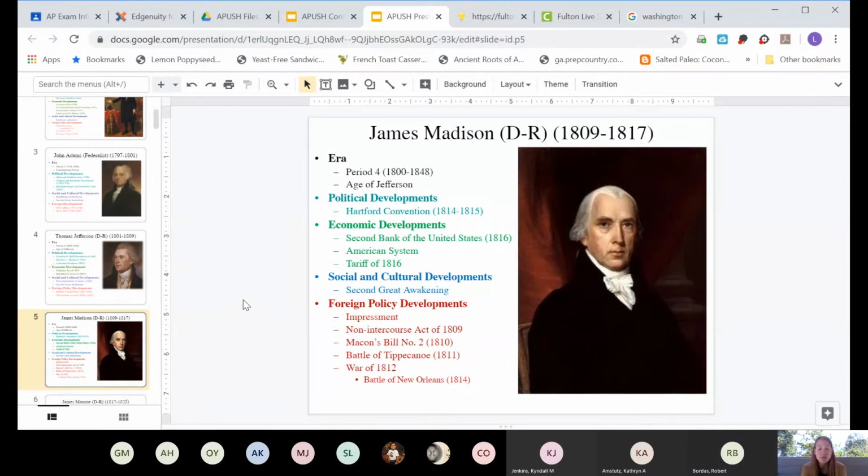And so we've got Tippecanoe and Tyler too. We've got a number of people that are going to come out of this time period that we're going to see again later. But Henry Clay is obviously on the scene, as Mr. Bordas was talking about. We know he is never going to go away, and he is going to be part of any major political compromise decision for the next couple decades. He's just going to keep hanging on.